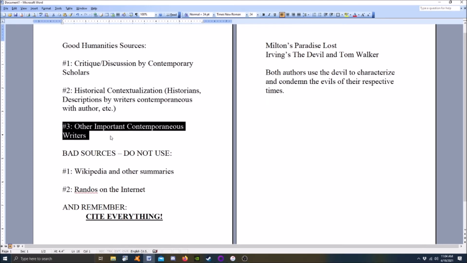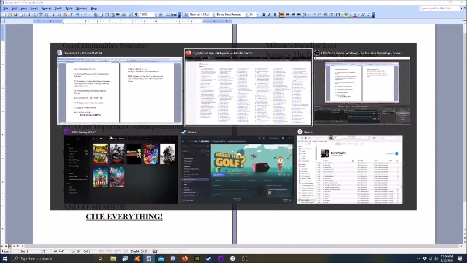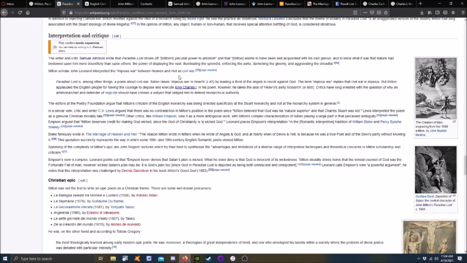Let's look at this third one just in case, the other important contemporaneous writers. Unfortunately, that one we stumbled across real early. Remember, we found that little note here that Blake famously wrote in The Marriage of Heaven and Hell, the reason Milton wrote in fetters when he wrote of angels and God, etc., etc. Blake is obviously commenting on Milton, sort of critiquing him. And Blake isn't contemporaneous with Milton. Blake actually wrote a good 150-ish years after Milton.